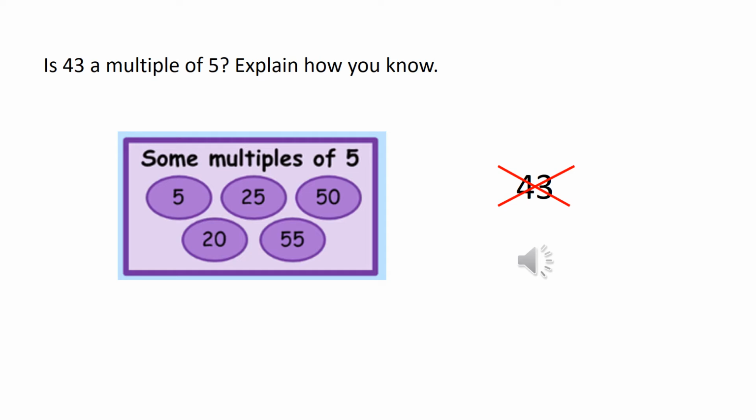So I'm hoping you've all said something along the lines of, we know that multiples of 5 end in 5 or 0. So 43 cannot be a multiple of 5 because it ends in 3.